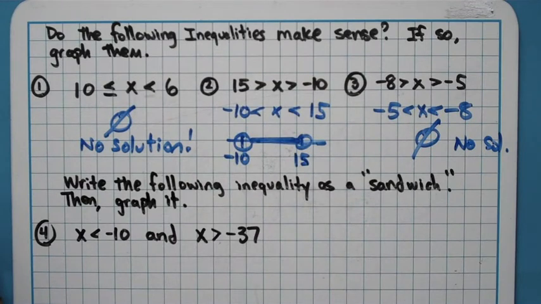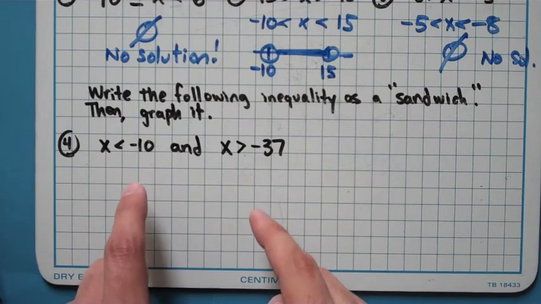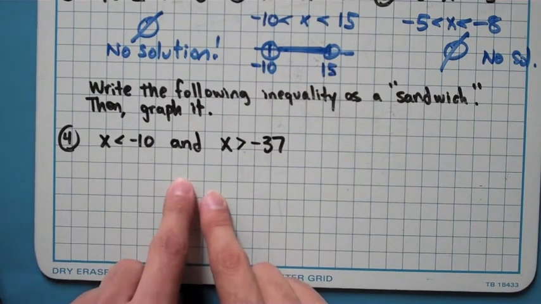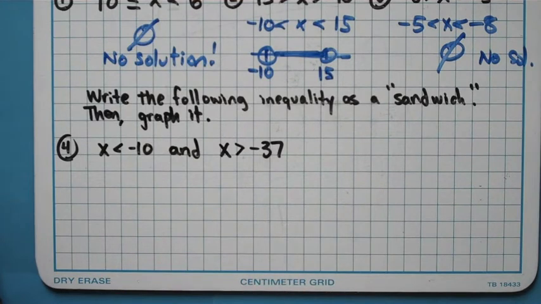Got one more problem in this video. I want to take an "and" inequality written like this and write it as a sandwich. Usually I don't really care for these, where it's got the word "and" in it. You will almost always, as you get into more advanced math classes, see the sandwich method for writing these.